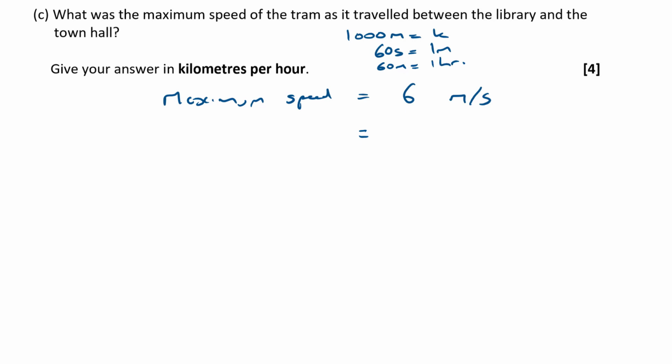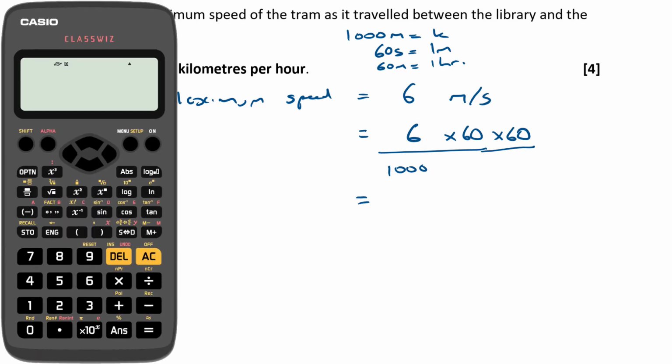So if we're going to convert this from meters per second into kilometers per hour, we're going to have to take that 6, divide it by 1,000 to go from meters into kilometers. We're also going to have to multiply it by 60 to go from seconds to minutes, and then multiply it by another 60 to go from minutes into hours. So what's that? Reaching for the trusty calculator. 6 times 60 times 60 divided by 1,000. That comes out to be 21.6.